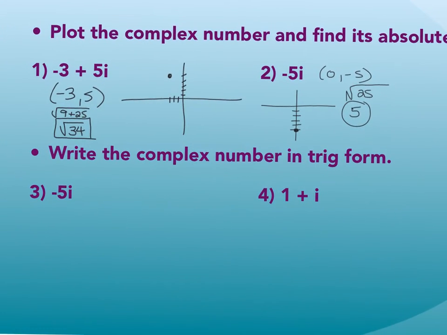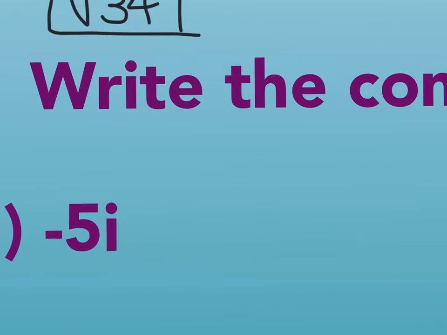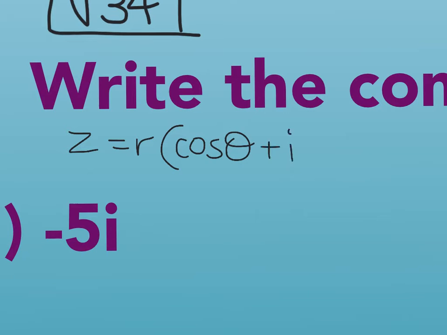All right, then 3 and 4 said write the complex number in trig form. So the ending result formula would be that z equals r times cosine of theta plus i sine of theta. And the multiple parts of this is 1, I would try to graph it, see what it looks like so that you can help with the angle. 2, you're going to find your r, which is your absolute value. And 3 is the theta part of this.